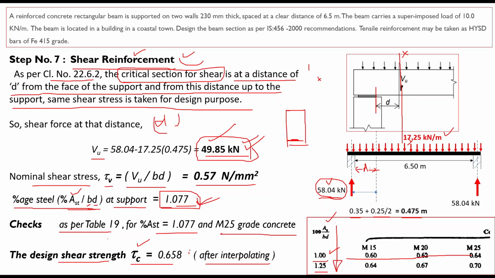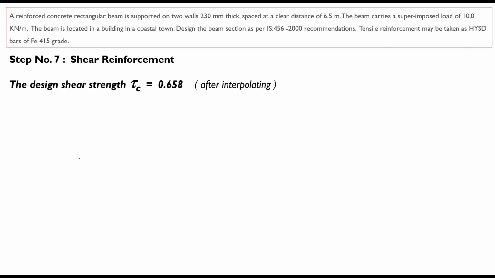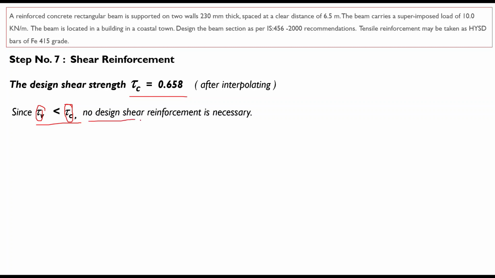Now you can compare this value with the nominal shear stress value. The design shear strength based on the grade of concrete and area of steel is greater than the nominal shear stress. So design shear strength tau C is 0.658, and tau C is greater than tau V, where tau V is basically the action part, and tau C is the capacity of the section. So no design shear reinforcement is necessary.